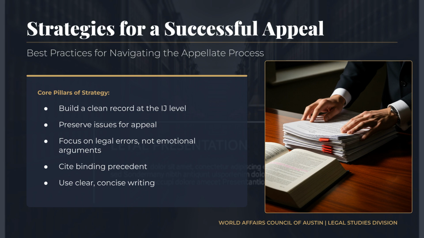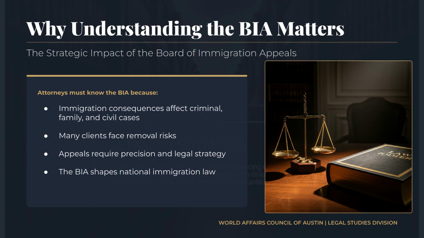For a successful appeal, build a clean record at the IJ level and preserve issues for appeal. Focus strictly on legal errors, cite binding precedent, and use clear, concise writing in your filings. Understanding the BIA is vital because its decisions affect criminal, family, and civil cases. Many clients face serious removal risks, and the BIA ultimately shapes national immigration law.